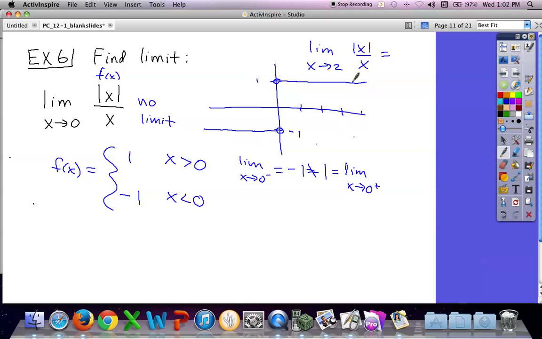Well, if I come from the right towards 2, it looks like it's 1. If I come from the left towards 2, it looks like it's 1. The limit is 1. So don't be tricked by a problem where there's clearly a discontinuity. There's clearly a point on there where the limit will not exist. But if that's not the number that x is approaching, then you have a limit.